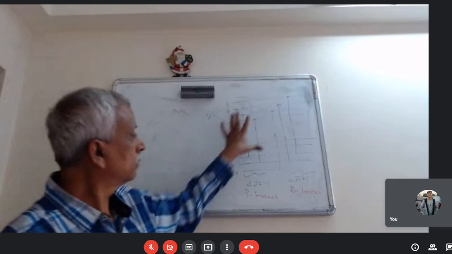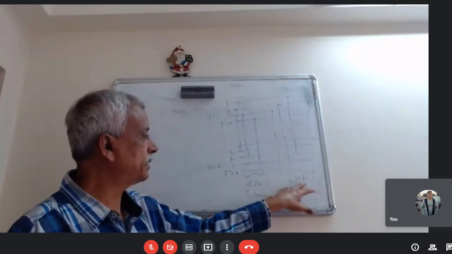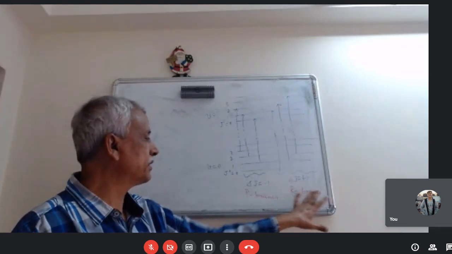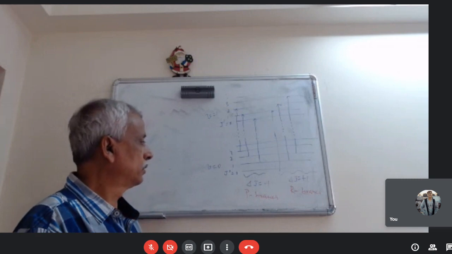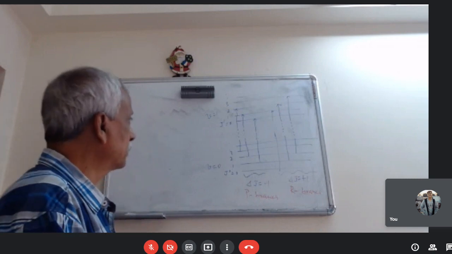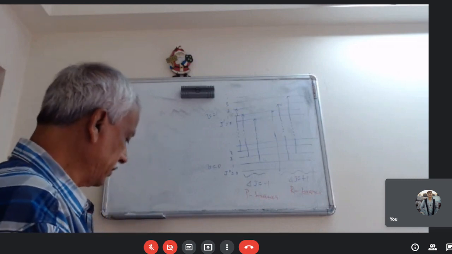Yes, sir. So here you can see that these are all absorption lines, but it is delta J plus 1, it is delta J minus 1. These are R branch lines, P branch lines. So what type of spectrum will you see out of it?